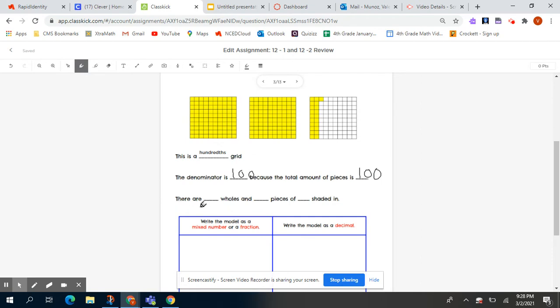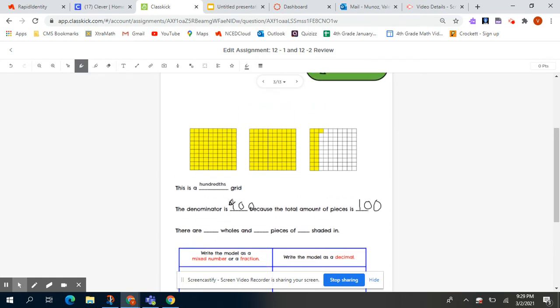So there are how many wholes and how many pieces shaded in. I'm going to start with my wholes. I can see over here that there are 100 out of 100 filled in. So this is equal to one whole. The same thing is happening here. 100 of my 100 pieces are filled in. So this is another whole.